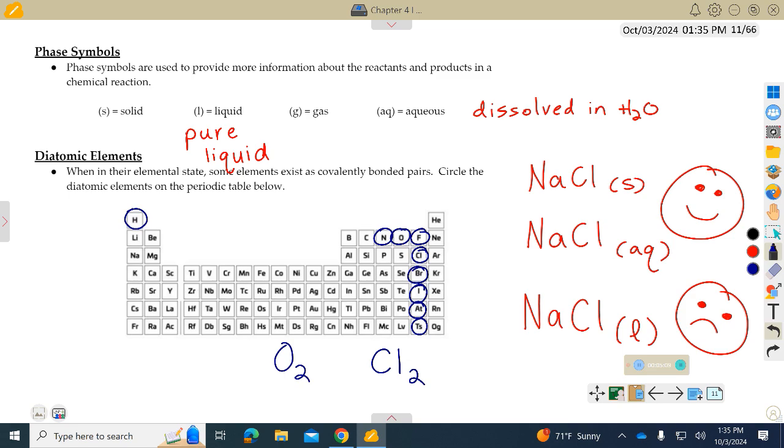Now, when I write a formula, chlorine is not diatomic. Like, obviously, we don't write NaCl2, like, oh, it's diatomic. No! Sad face. Only when it's in its elemental form. So if I saw something like chlorine gas reacts with something, well, chlorine gas is diatomic. If chlorine is in a compound, then I write the formula dependent on the charges of the ions in that compound.